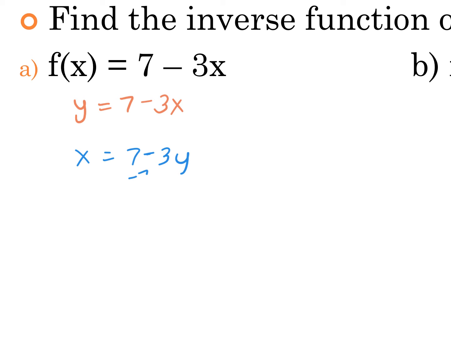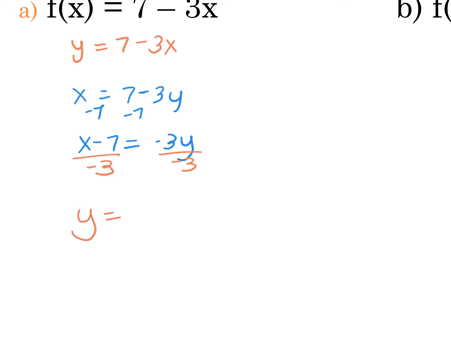So I'm going to subtract the 7. I get x minus 7 equals negative 3y. And I'm going to divide by negative 3. And I get y equals x minus 7 over negative 3. I can leave it that way if I'm just trying to find it. I'm going to still change it back to f negative 1, but I could leave it that way.